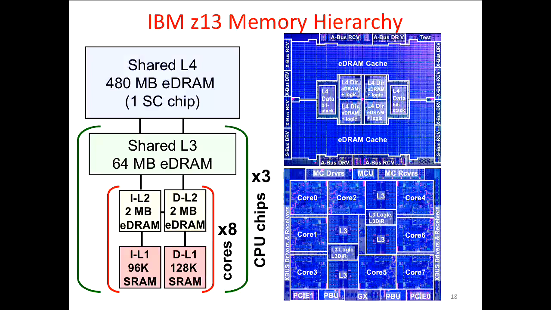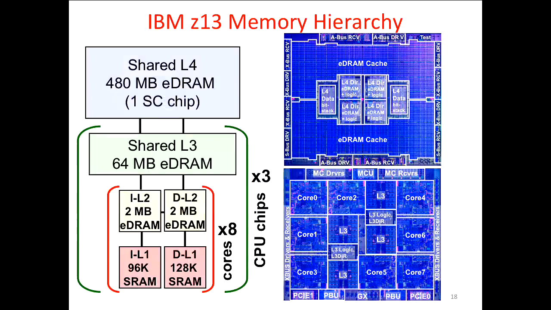Now, what you probably can't quite make out, but on this edge, there are drivers, what they call the X-bus, and that's how these chips connect to these chips. And so you can have up to three of these CPU chips connecting to one of these L4 chips, and then those three chips are sharing that level 4 cache in the hierarchy.